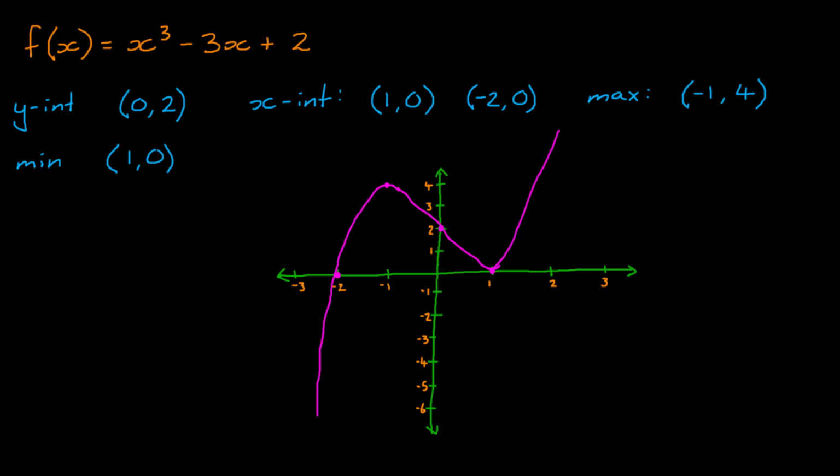Alright, so intercepts and turning points allow us to fix those key points where the function is changing greatly. If we apply this procedure to any function that we're given, we can fairly quickly come up with a highly accurate sketch of that function.